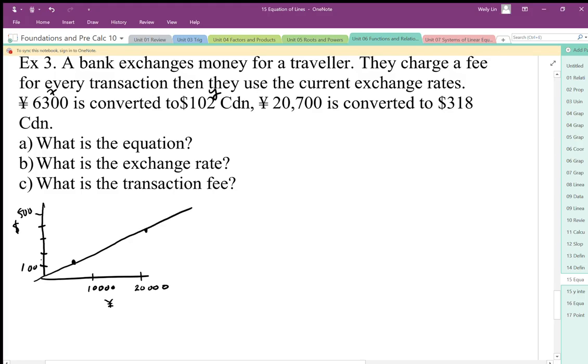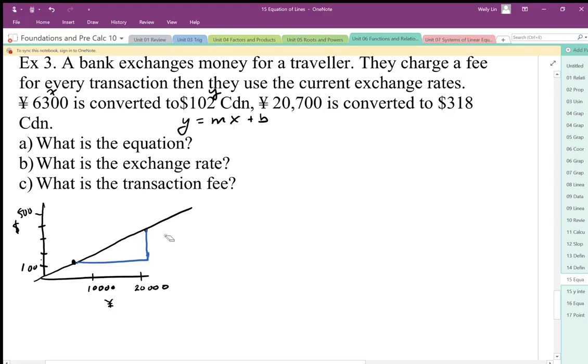And to write the equation, we need m and b. We need the y-intercept and the slope. So I'm going to calculate my slope first. My slope is going to be my change in y. So it's going to be 20,000 minus 6,300. Okay, so that's going to be 14,400 yen.